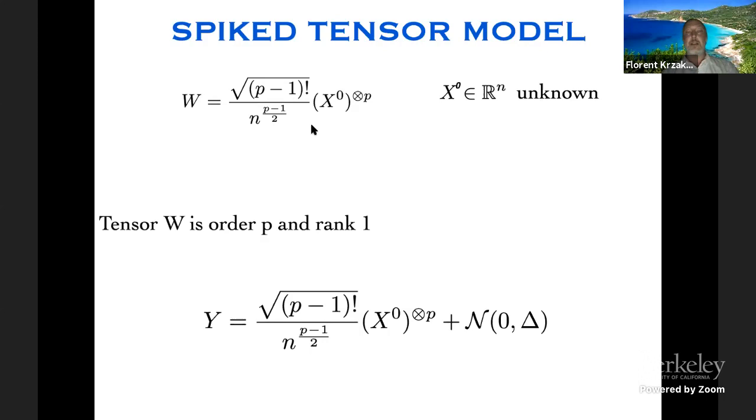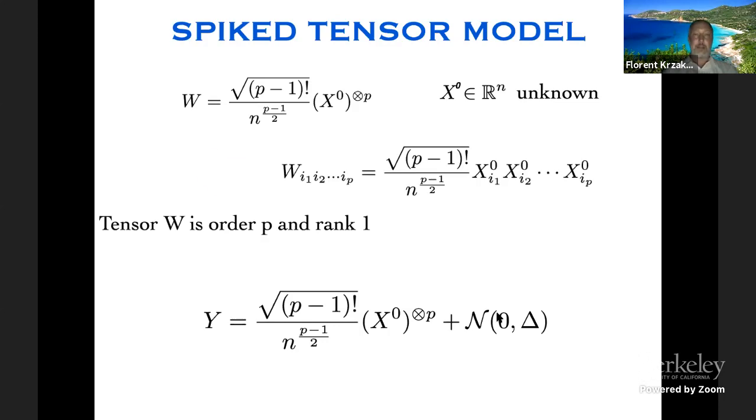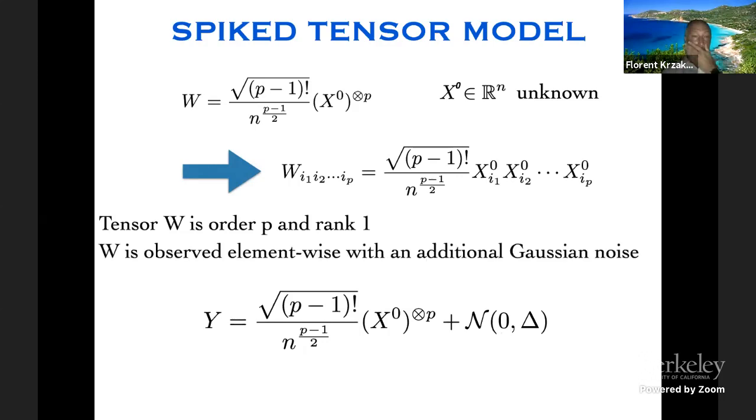Now, this is an order p rank 1 tensor, but I'm not giving you this one. I'm giving you a noisy version where I'm polluting every component of the tensor by a random Gaussian IID noise with variance delta. Now, what is going on?